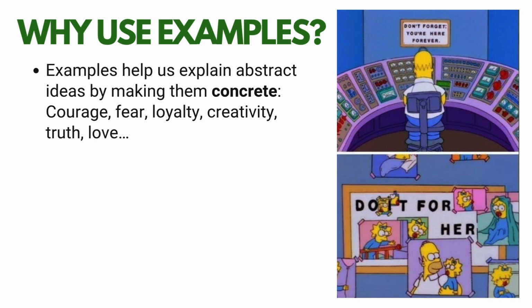So here's a kind of fun example from The Simpsons, right? If you never watched it, Homer Simpson, he works at a nuclear power plant, and in front of him, at his workplace, it says, "Don't forget, you're here forever." But he's covered up that sign with pictures of his daughter Maggie, and now it says, "Do it for her." So in this TV show, in this clip, we see a concrete example of love rather than them just telling us, "Oh, Homer loves his daughter so much."